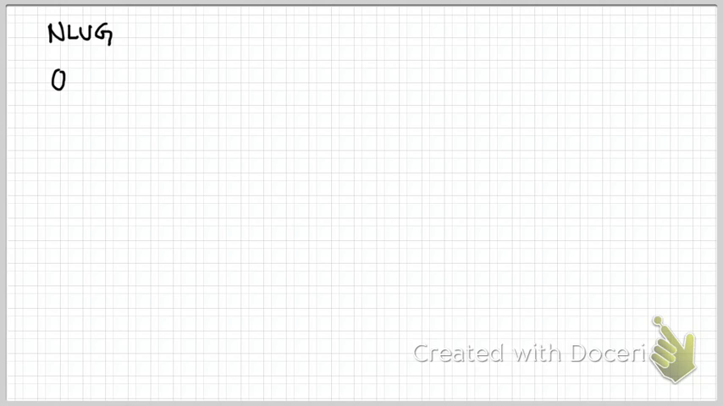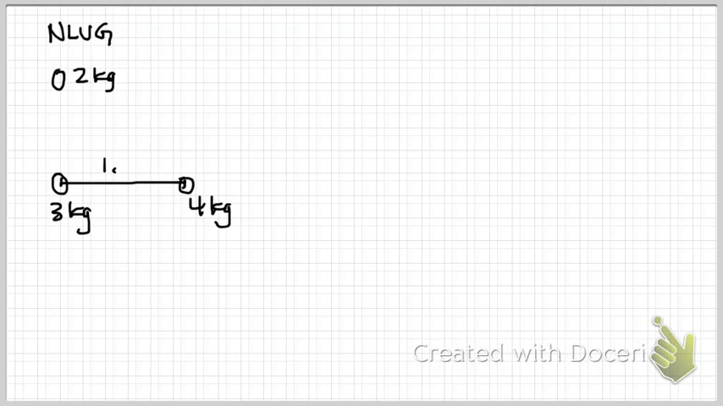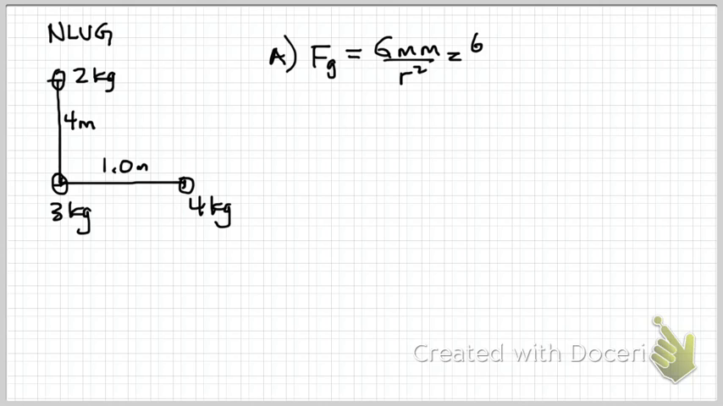So, we're going to start out by drawing three objects, one at 2 kilograms, another at 3, and another at 4. Place the bottom two a meter apart, and the side two, we're going to make them 4 meters apart. And I'm going to solve for the gravitational attraction between the 2 and the 3 kilogram masses.